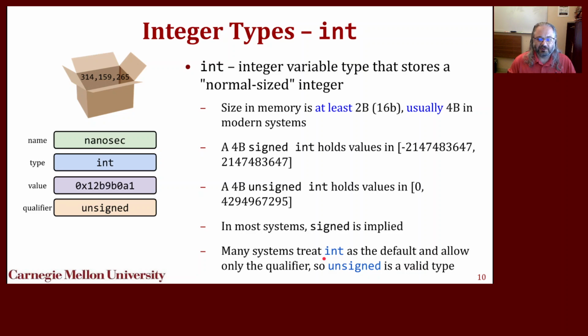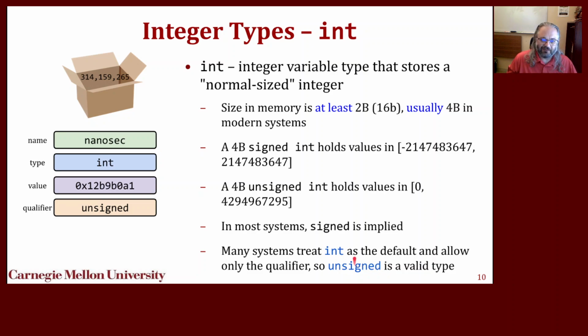Again, in most systems, the signed keyword is the default. So if we don't specify unsigned or signed, the compiler will interpret it as signed. Many systems also treat int as the default. So if you don't actually specify a data type and you just provide a qualifier like unsigned, the compiler will actually know what to do with that. It will interpret unsigned to mean unsigned int. Whether or not that's a good idea to leave off the type, I don't think it is. I think that's an easy way to make your code less readable.